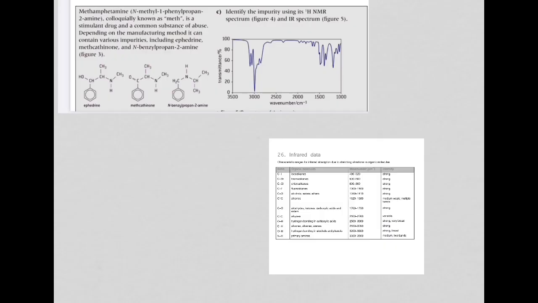So let's see this question, which is about meth, which is the substance of abuse, which is a stimulant.